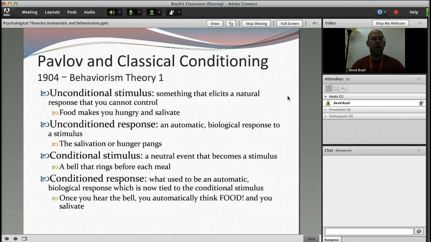The conditioned response is what used to be an automatic biological response, the hunger pangs, the salivation. That's now tied to not just the smell of the food, but now it's tied to the bell, right? The conditional stimulus.